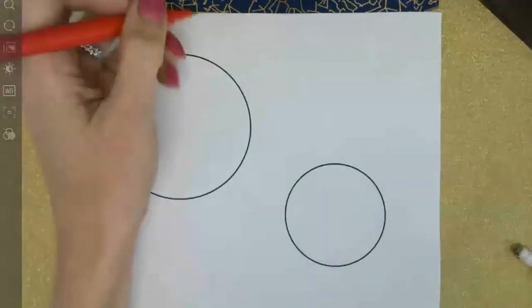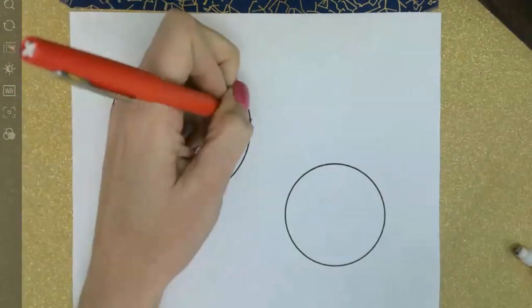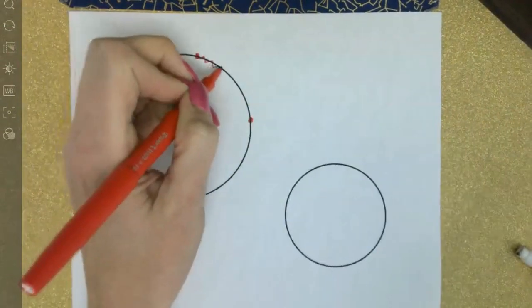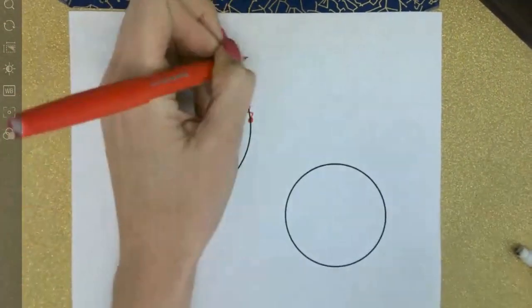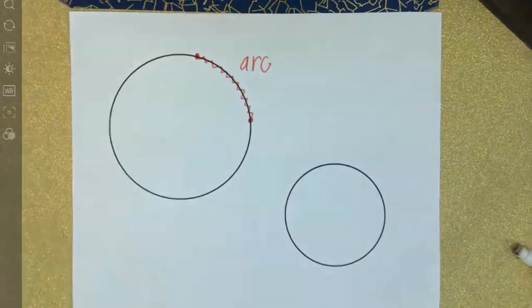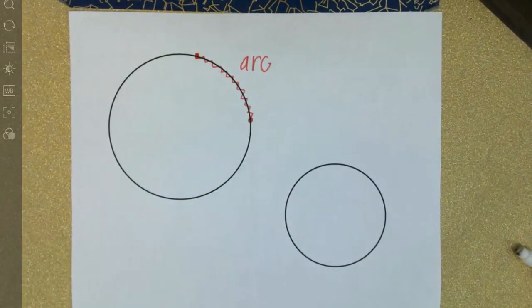So when we look at a circle, if we take 2 points on a circle, the part of the circle that connects them is called an arc, right? And this arc has two things going on. It does have a length. We're going to talk about that soon. But right now we're going to talk about its measure, okay?